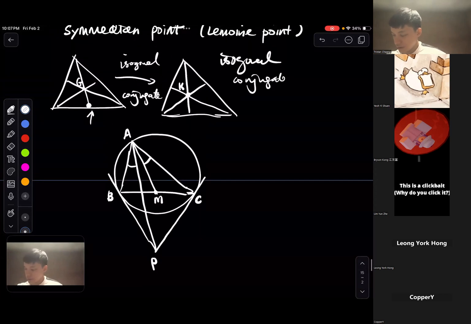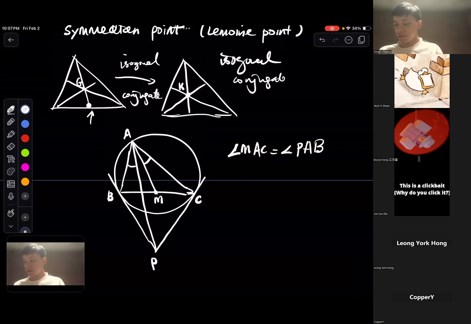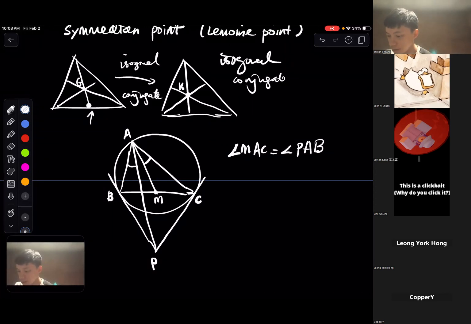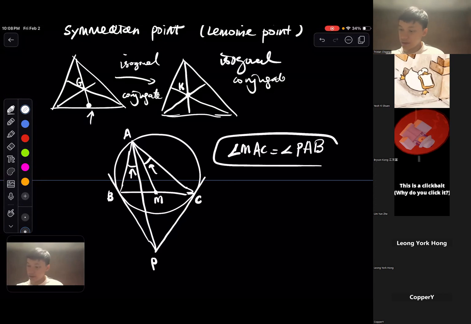Basically, you want to prove this angle is equal to this angle. Lemma. How would you use that lemma, if you want to use it? Well, we're trying to prove that these two are the same. M is the midpoint of BC, yeah.